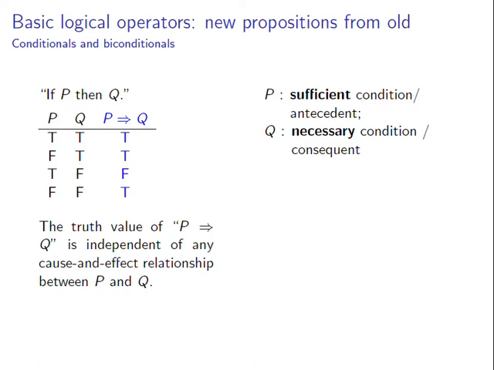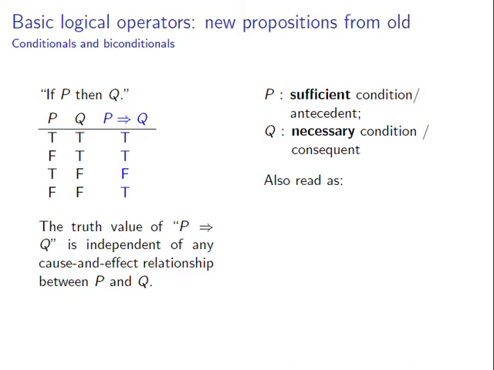Note that the truth value of a conditional statement is independent of any cause and effect relationship between the sufficient condition and the necessary condition. Instead, its truth value depends only on the combination of truth values of the sufficient condition and the necessary condition, as described by its truth table.